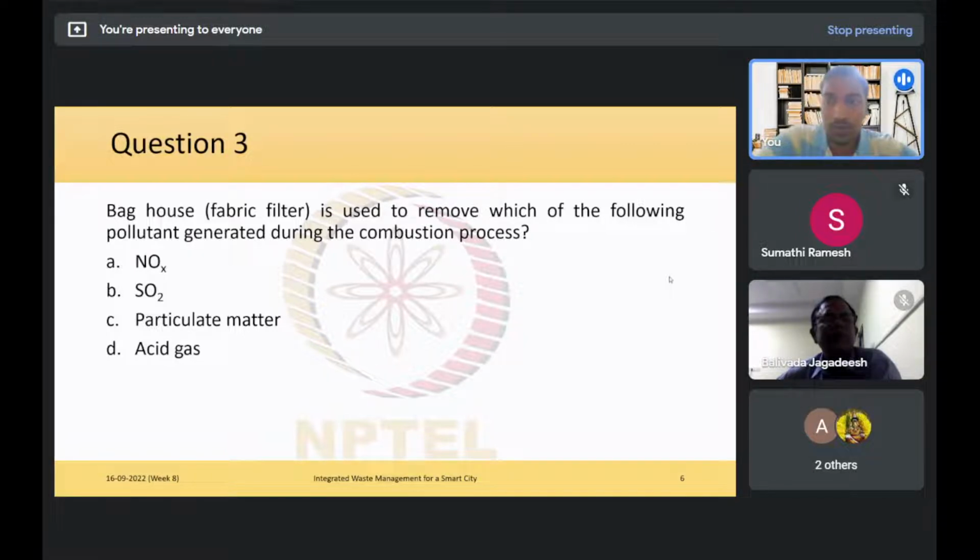So what do we use this equipment called a baghouse in the combustion process? We have different pollutants that are generated when we do the combustion. So to control which of these pollutants is this baghouse or fabric filter used?